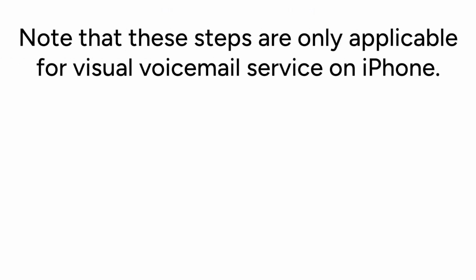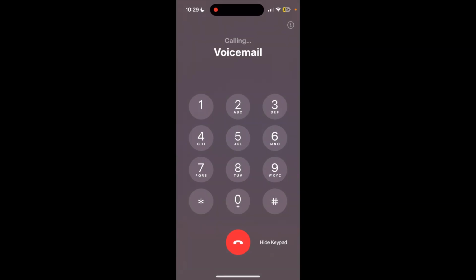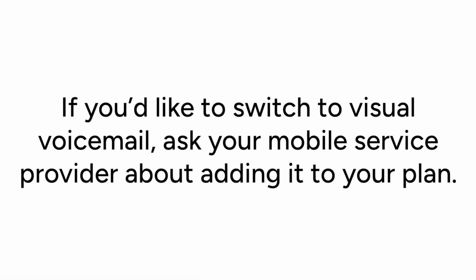Note that these steps are only applicable for visual voicemail service on iPhone. If you only have traditional voicemail service, you'll see a Call Voicemail button instead of this screen layout. If this is the case, tap Call Voicemail to call into your carrier's voicemail system and follow the audio prompts to set up your voicemail greeting. If you'd like to switch to visual voicemail, ask your mobile service provider about adding it to your plan.